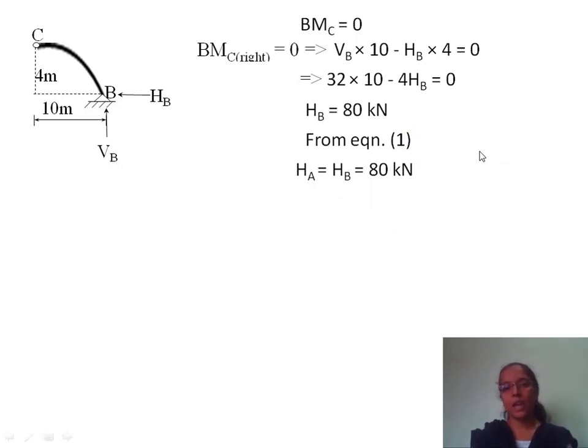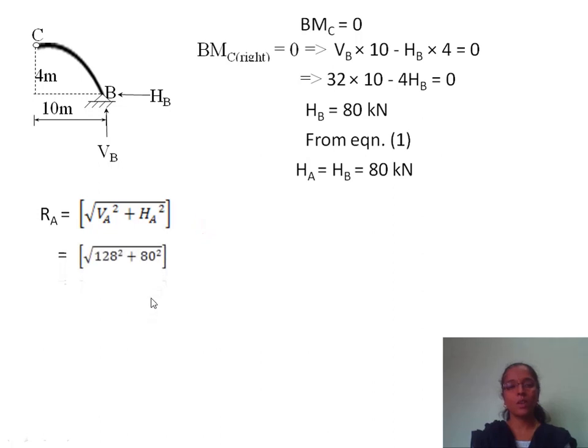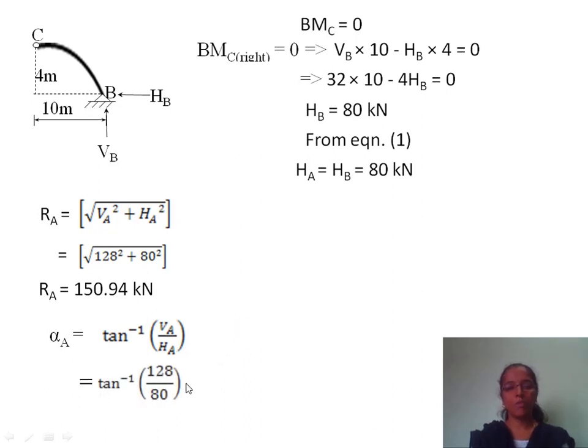So now we have found the reactive components. Let us take the magnitude and direction of the reactions at end A and end B. So RA is given by root of VA square plus HA square, that is equal to root of 128 square plus 80 square. So it will be equal to 150.94 kilonewton. Okay, this is the magnitude. Next, alpha A, the angle made by RA with respect to horizontal, is the direction of the reaction. So alpha A is equal to tan inverse of VA by HA, that is tan inverse of 128 by 80. Therefore alpha A is equal to 58 degrees.